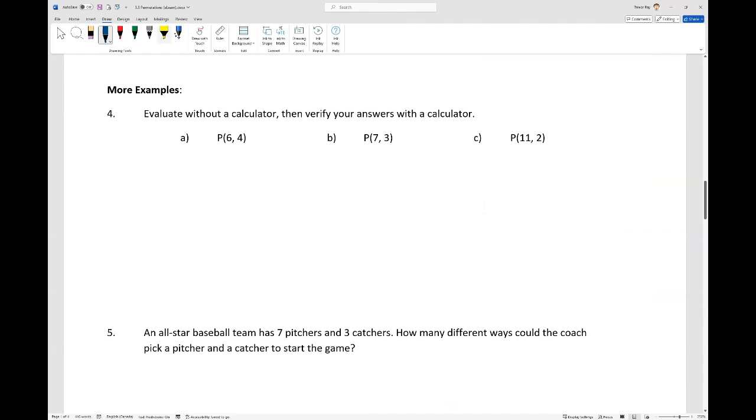Now, again, I'm going to do these ones pretty quickly, or try to do these pretty quickly without a calculator, and then we'll verify our answers. So I'm going to do them in kind of 2 different ways to show you. For the first one, I'm going to use the definition.